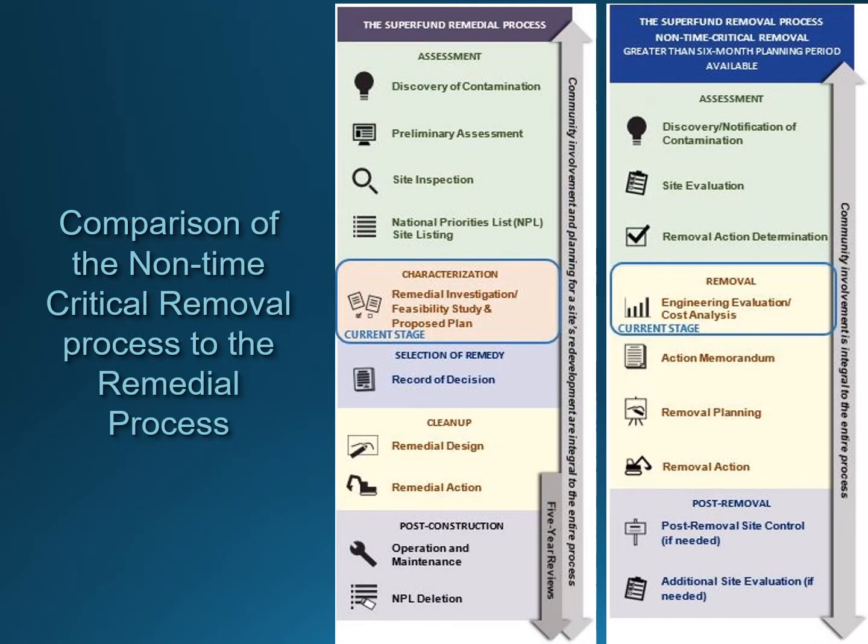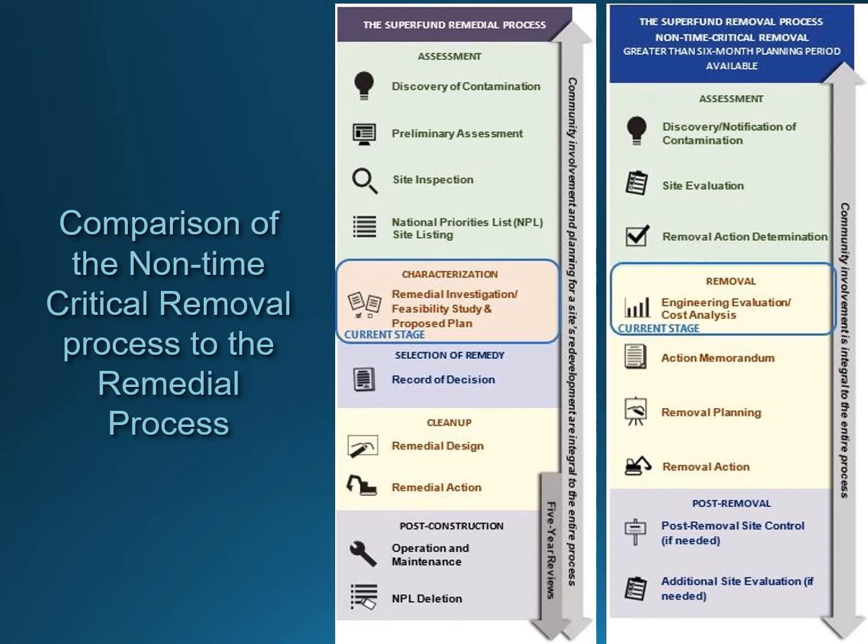This is a comparison of the process for remedial actions and non-time critical removal actions. Non-time critical removal actions are conducted at Superfund sites when the lead agency determines, based on the site evaluation, that a removal action is appropriate and a planning period of at least 6 months is available before on-site activities must begin. Most non-time critical removal actions are carried out by EPA, but in this case the action is being carried out by a willing, potentially responsible party, or PRP, with EPA oversight.